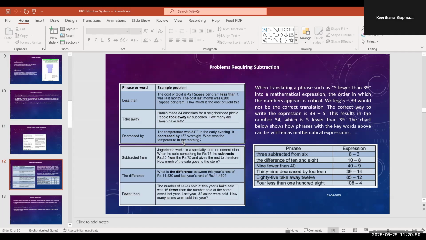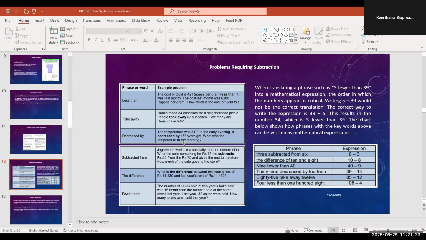Then subtracted from. This is another phrase which will come in the problems. So when this phrase comes, you must understand, yes, this is a subtraction problem. Jagdish works in a specialty store on commission basis. When he sells something for 75, he subtracts 15 from 75 and gives the rest to the store. How much of the sale goes to the store? How much money does he give? 60, right.